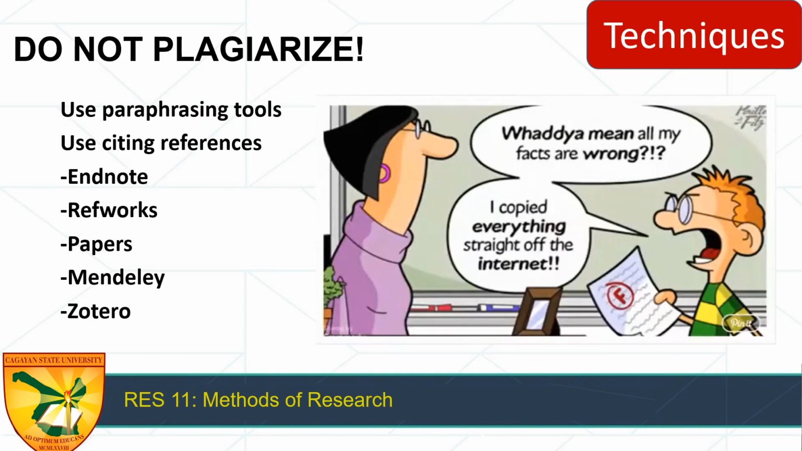I want to show you how to not plagiarize. So do not plagiarize. Use paraphrasing tools. I've taught you already that. But I think I have not taught you how to use citing references. So we have here citing references. EndNote, RefWorks, and Papers are paid softwares for citing. That's why what I have is Mendeley. I've been using Mendeley, and this makes citing papers very easy.